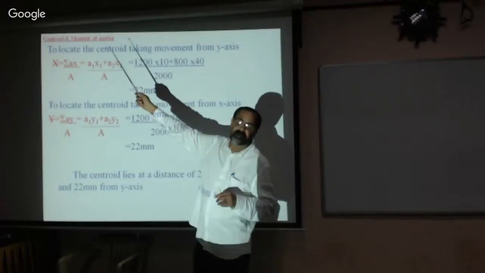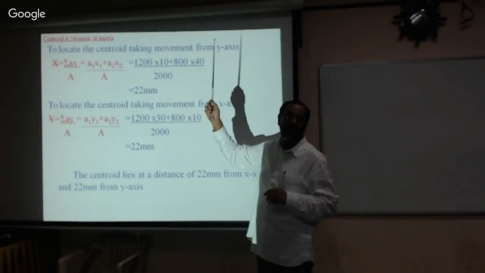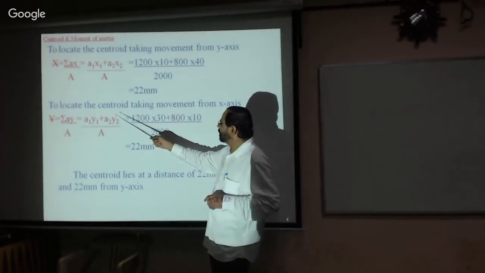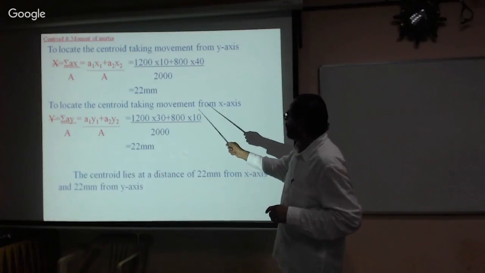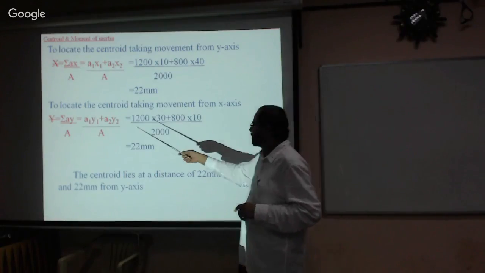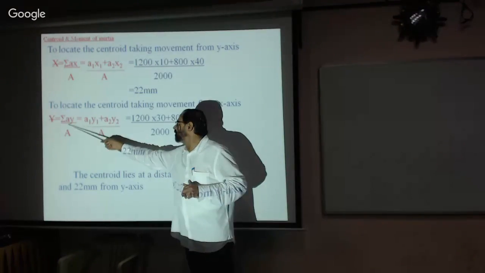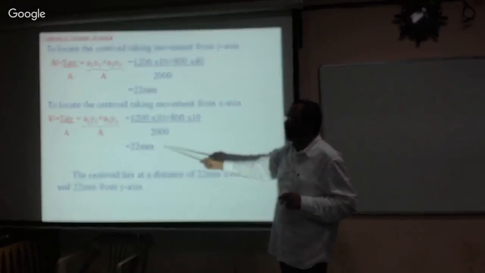Similarly, now solve this, we will get that. It is 22 millimeter. Now similarly, to locate the centroid, taking moment from the x-axis in the other direction, y bar is equal to sigma ay divided by sigma a, that is a1 y1 plus a2 y2 divided by total area. Now that gives you 22 millimeter.